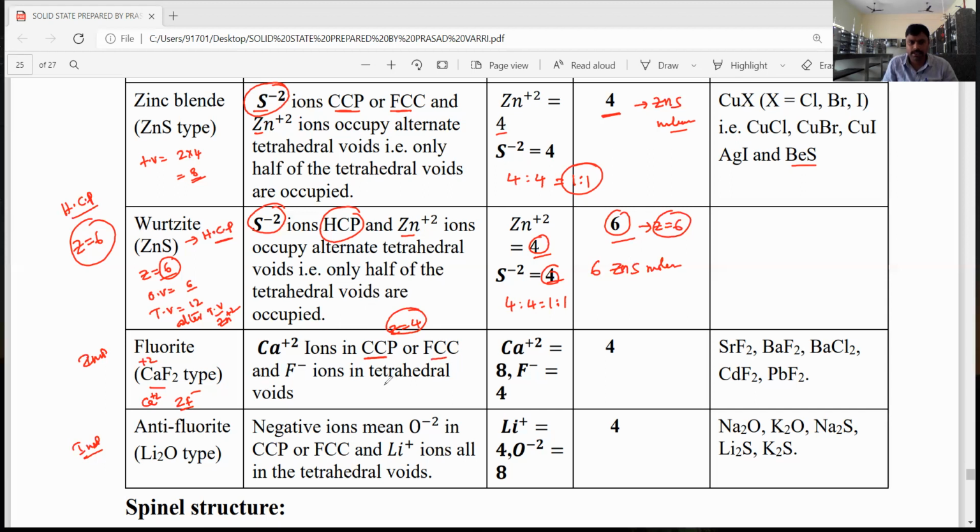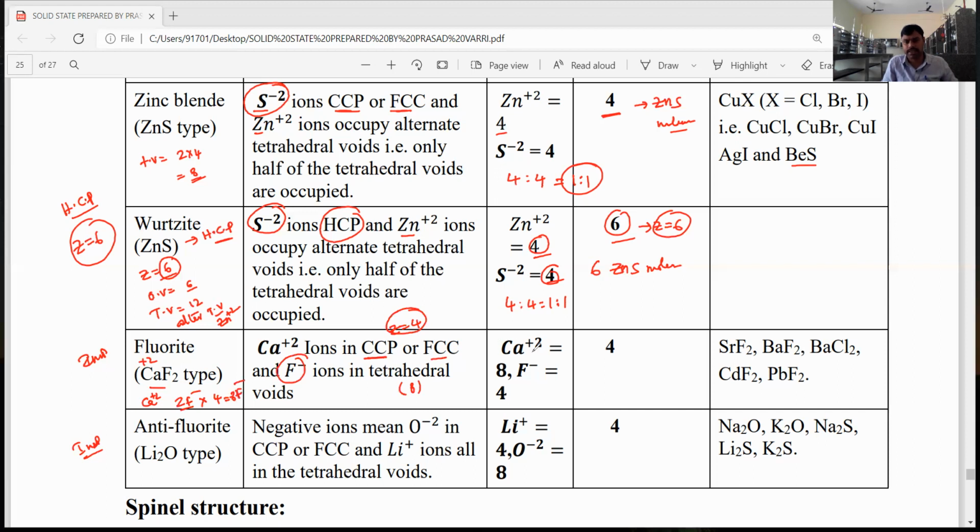So the tetrahedral voids, how many are there? 8 are present here. 2 into 4 means all the tetrahedral voids. So the fluoride ions occupy the tetrahedral voids, because 8 fluoride ions are present in total.